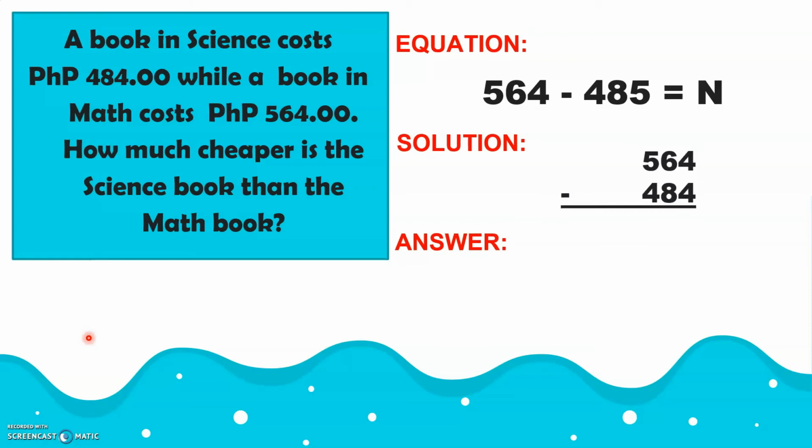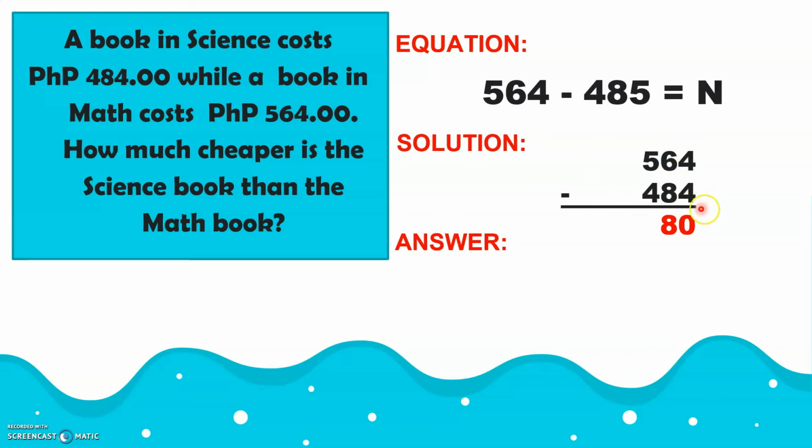Now, after that, we will proceed now to solution. It means we will solve now the equation that we have. So, we have 564 minus or take away 484. So, let's start from the ones place value and so on. 4 minus or take away 4 is equal to 0. Next is tens place value. 6 minus or take away 8 cannot be.